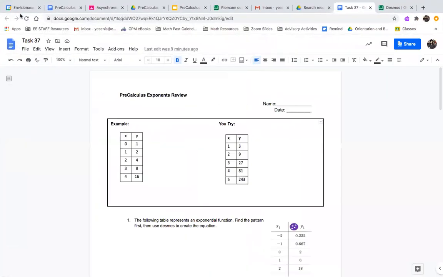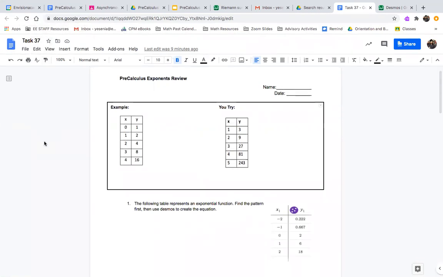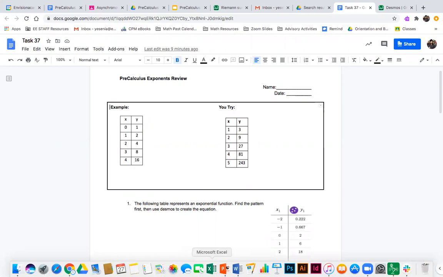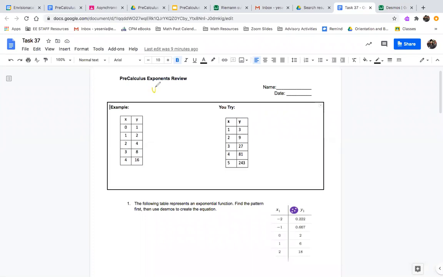All right, welcome everybody. So I'm just here to provide some support on this exponents review assignment. And this is your asynchronous assignment. We're reviewing exponents because exponents show up in the real world and we might be looking at exponential data for our mini final. So just as a review on what's an exponential function, exponential functions look something like this.